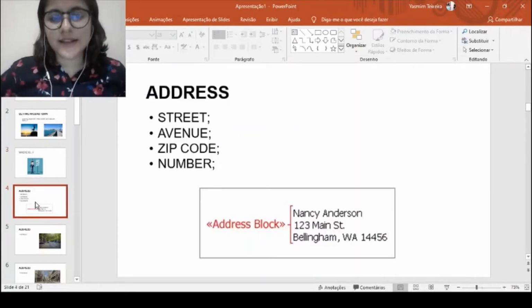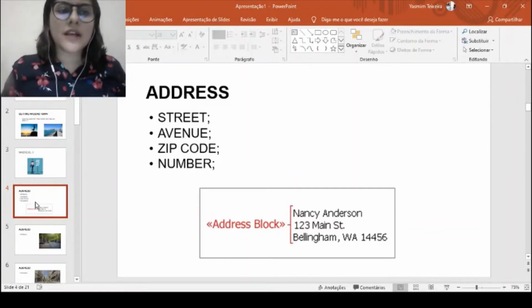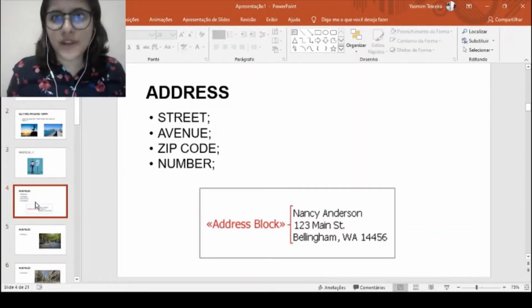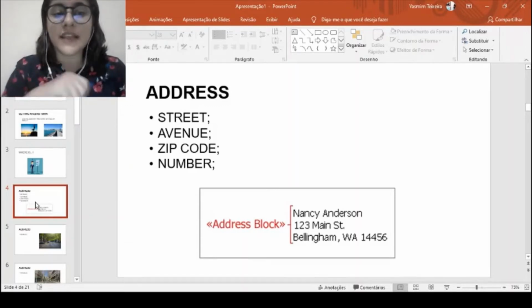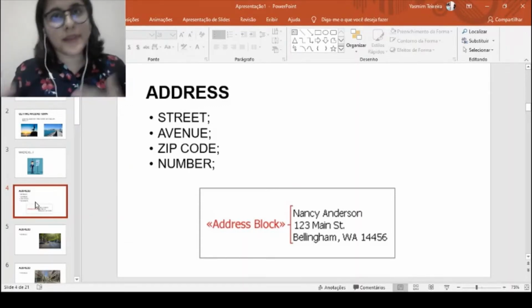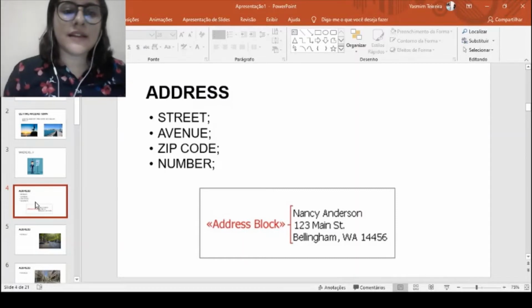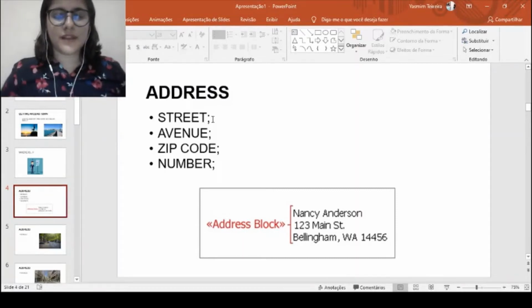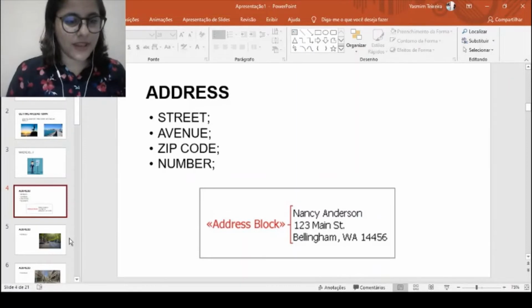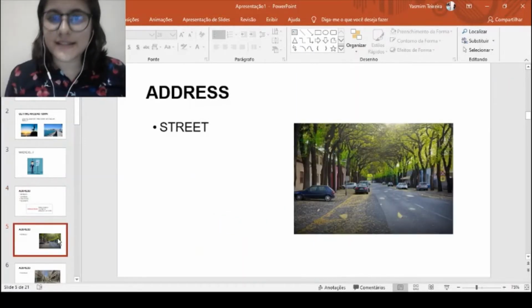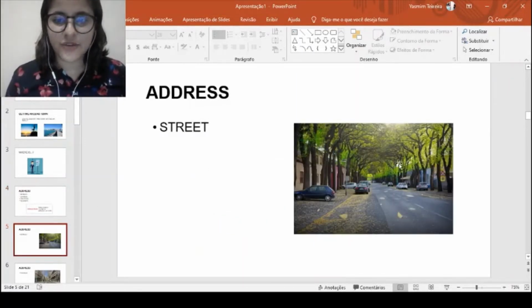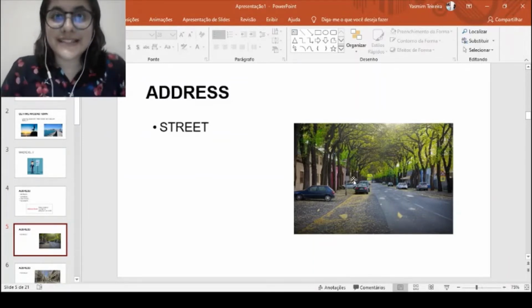This is the address. Teacher, what is address? It is the information of the place. The address can have street or avenue. Let's take a look here. This is a street. Street, let's repeat with me. Street. Street.